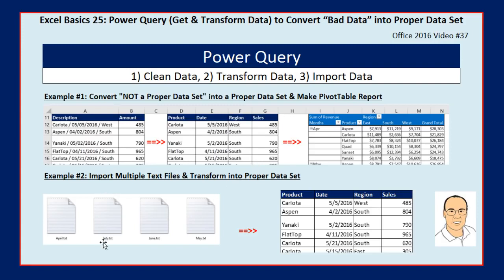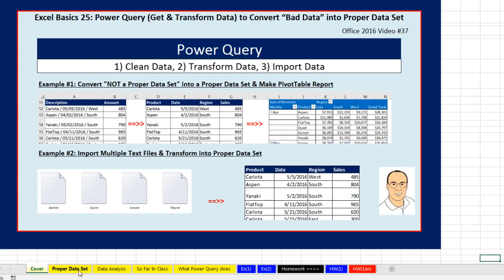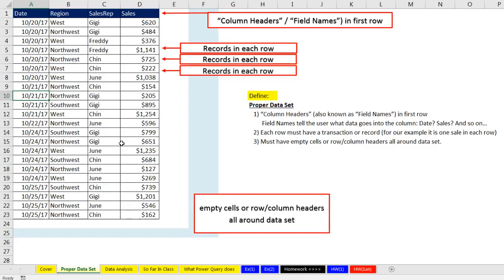Example number two, we're going to import multiple text files. And many businesses transfer data from one system to another using text files. And so every month, April, May, June, and July, we get a new text file with the sales data. So what Power Query can do is simply look in a folder, and it will take all of the text files and create a proper data set. Now, of course, proper data set, as we've seen, 20, 30, 40, 50 times in this class. Field names at the top, records in rows, and empty cells all the way around.